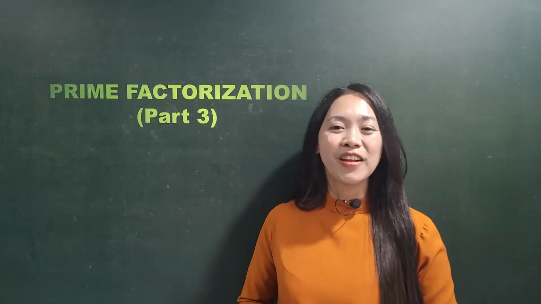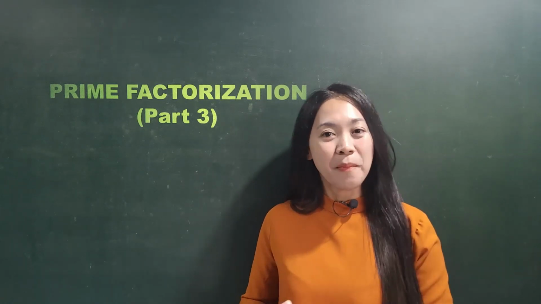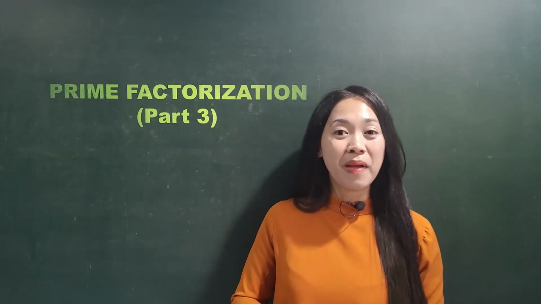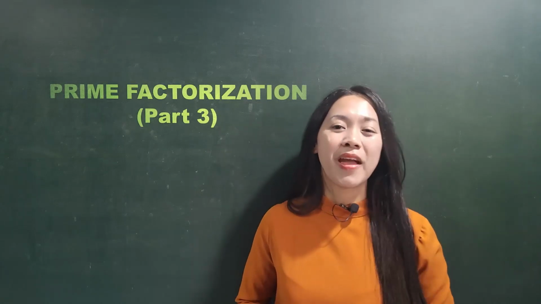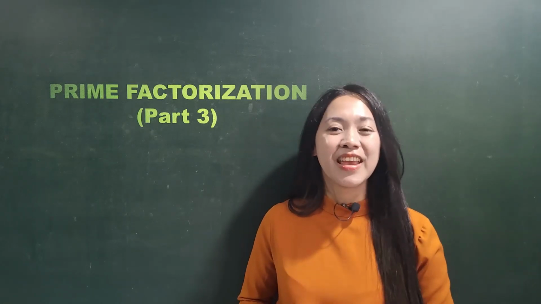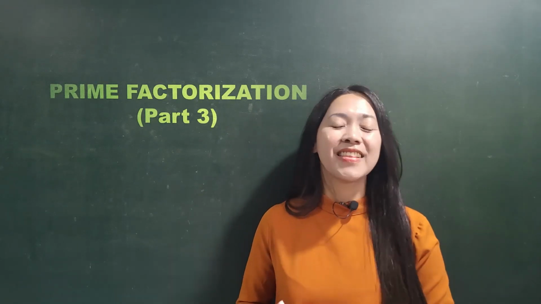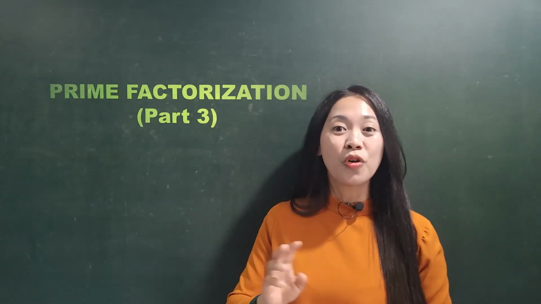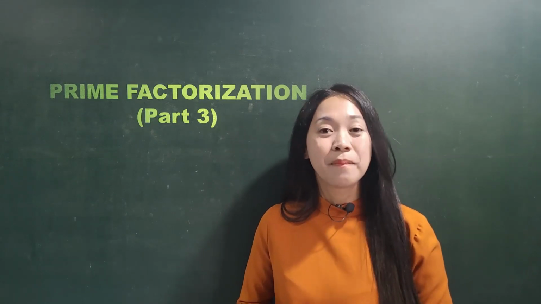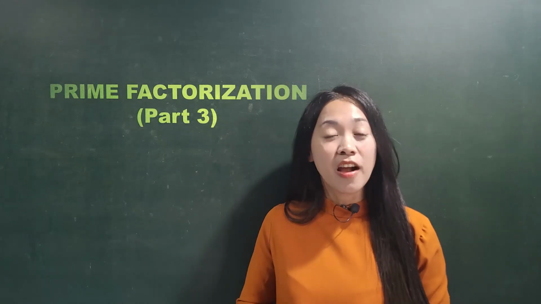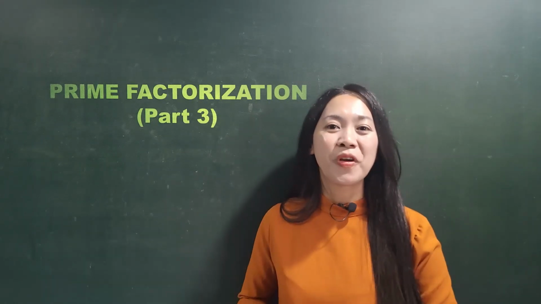In the second part of this episode, we will find the greatest common factor of numbers using division method and prime factorization method. In division method, we will use this if the given numbers are small numbers and the given numbers are just 2 or 3 numbers. But we will use prime factorization method if the given numbers are large numbers and the given numbers are 3 or more numbers.